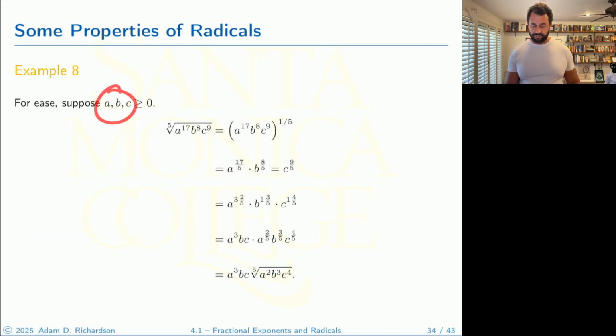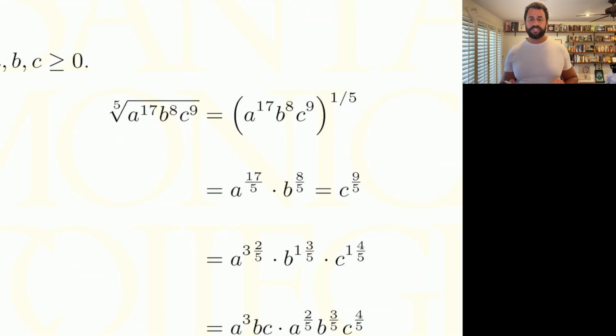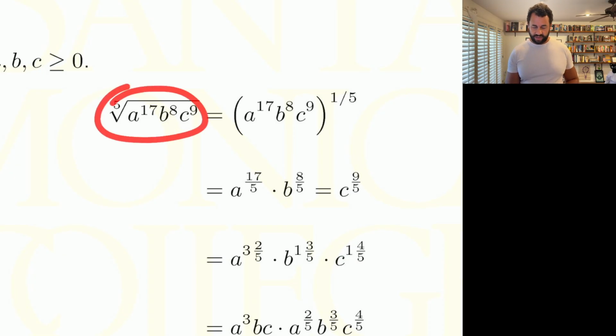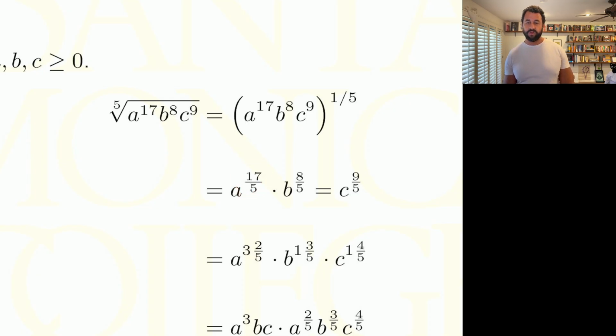First, for ease, we're going to assume A, B, and C are non-negative, and I'm going to zoom in on this. Watch this process, okay? This process is just really beautiful and elegant. Rewrite this radical as a rational exponent, right? So big mess inside. Don't worry about it. We're going to clean it up right now. This becomes to the 1/5. Properties of exponents let us distribute this to each one of those factors: 17/5, 8/5, 9/5. Now, what we're going to do is rewrite each one of these rational numbers as a mixed numeral. Okay, so how many times does 5 go into 17? 3 times with a remainder of 2.